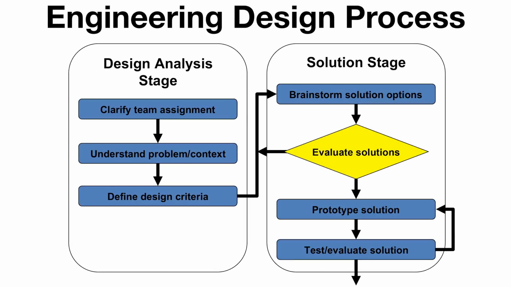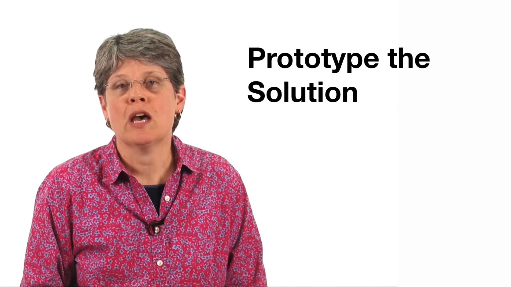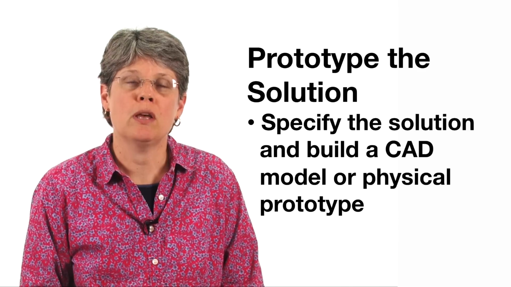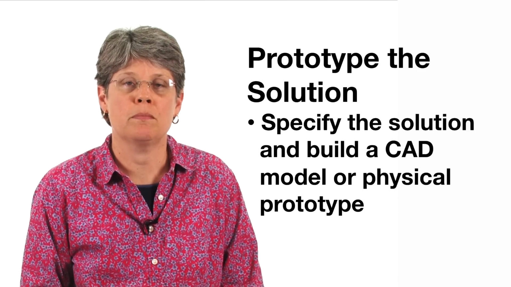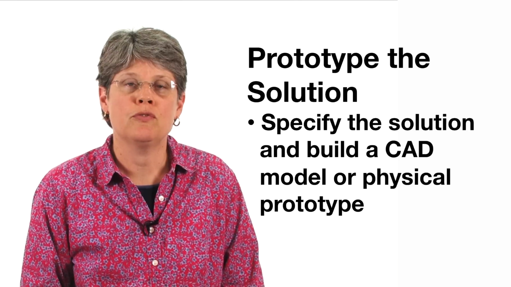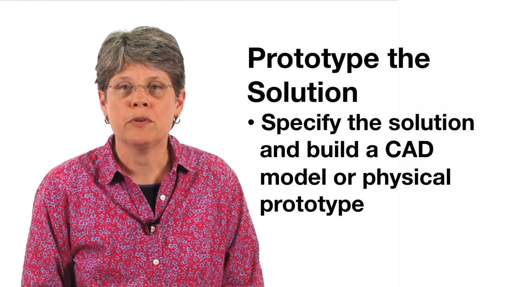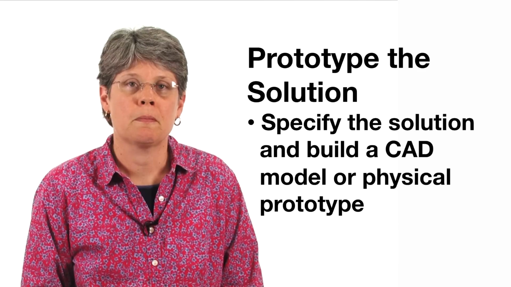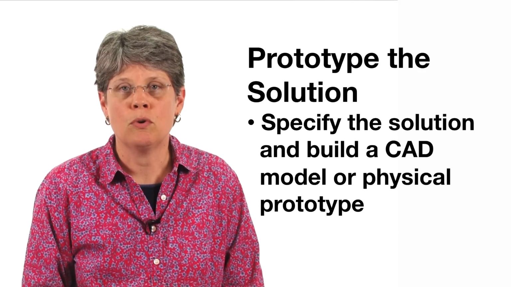The third step in the solution stage is to prototype the solution. In this step, teams specify their solution and build a CAD model or a physical prototype. CAD models are particularly good for visualizing the solution or being able to design intricate parts. Physical prototypes are suitable when you're constructing a device. When you think about building a physical prototype, you want to initially use low-cost materials. Then, as you develop and refine your solution, you'll move on to higher cost and higher fidelity materials.